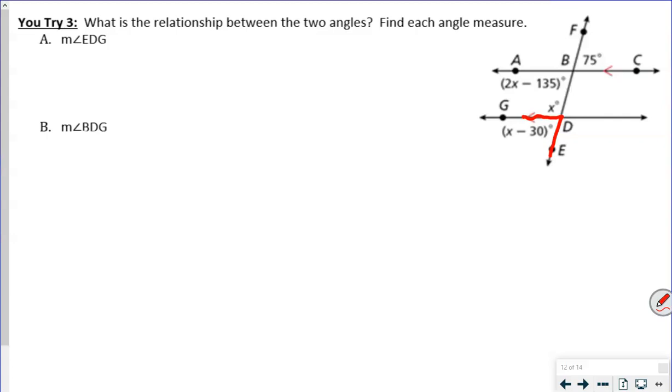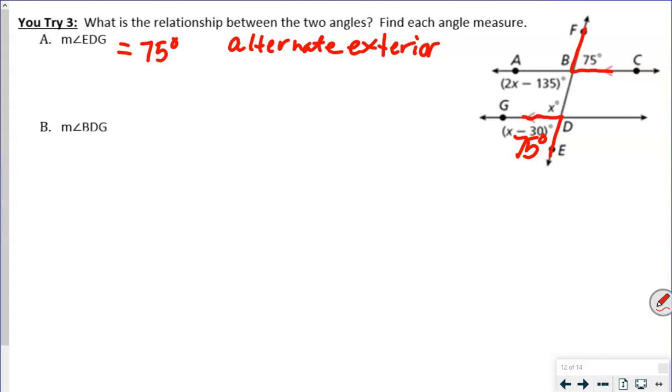Okay, do you guys notice this angle? Acute, right here? Those two angles? What is the relationship between those? Aren't those alternate exterior angles? What do we know about alternate exterior angles? They're congruent, right? So we know that this angle, that measure down here has got to be 75 degrees. You see that? So again, we know that this is equal to 75 degrees. Then, again, it's asking us for BDG.